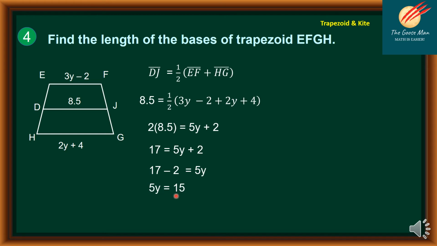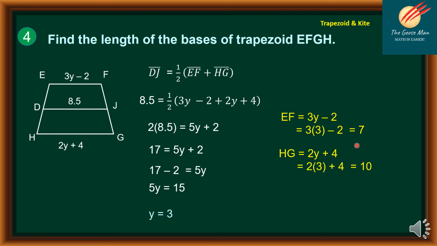Then divide both sides of the equation by 5. So I'll come up with y is equal to 3. Now that I found out that the value of y is equal to 3, then EF is equal to 3y minus 2. Substitute the value of y which is equal to 3. So we have 3 times 3 is 9 minus 2 is equal to 7.